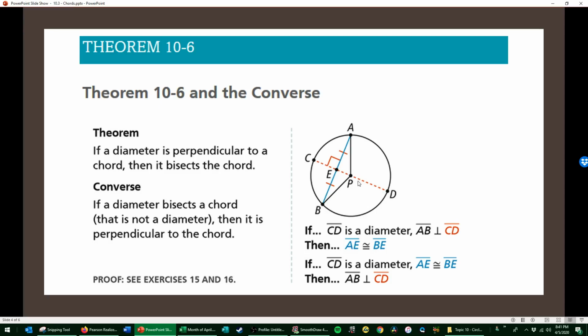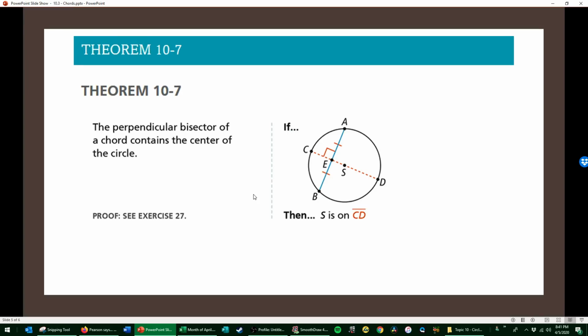Here's our diameter. Here's our chord in blue. Our chord and diameter meet at 90 degrees. That means our blue line is cut in half by our dotted line. The perpendicular bisector of a chord contains the center of the circle.